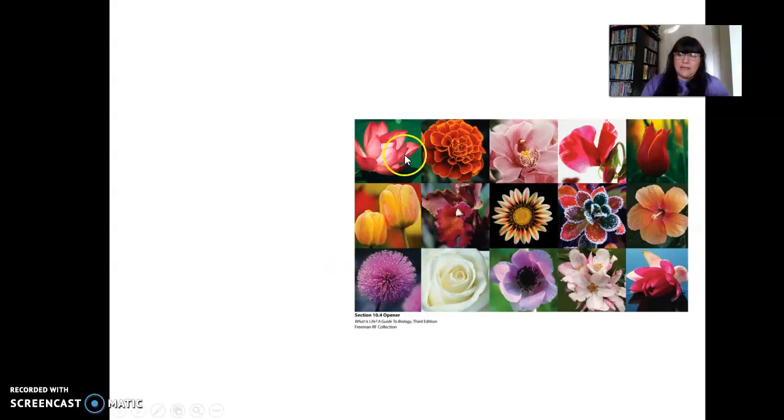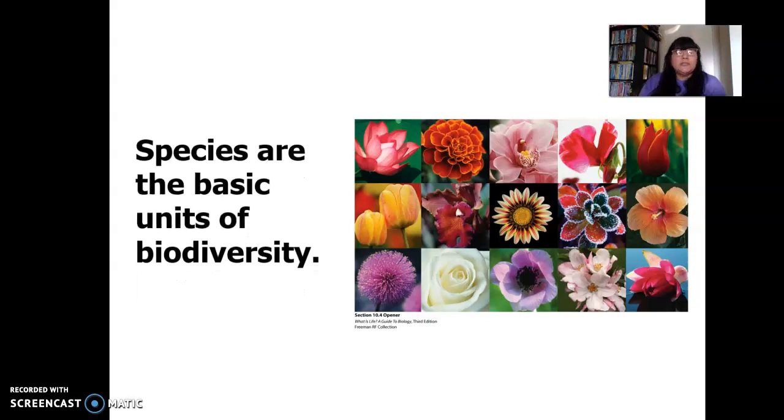So here we see flowers, and different types of flowers. So lilies, roses, right? Hibiscus, tulips, right? Orchids, different types. So within plant life and within animal life, if you remember, plants have eukaryotic cells, so do animals, okay? So how do we have all this diversity, right? So species are the basic unit of diversity.